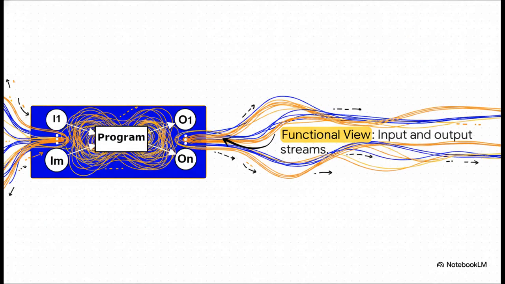Then, we can zoom out a bit to the functional view. This abstracts the program and views it as sequential streams of data. Picture multiple inputs flowing into a central program block, which crunches the data and spits out sequential streams of output. It's all about what goes in and what comes out.